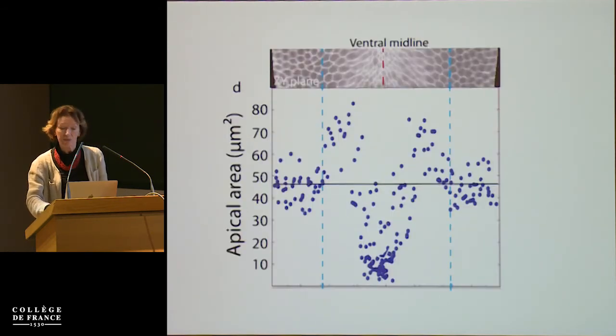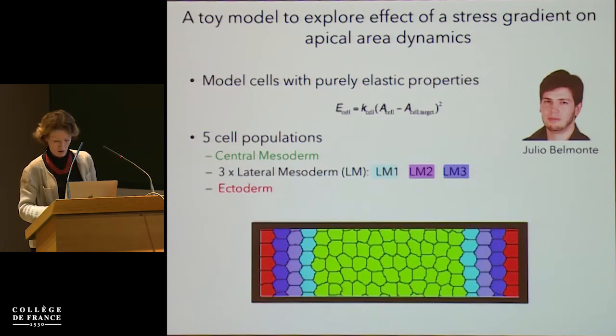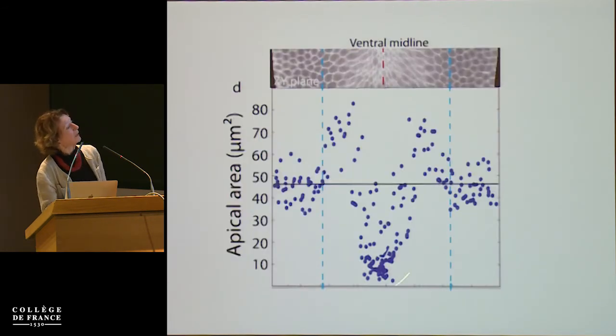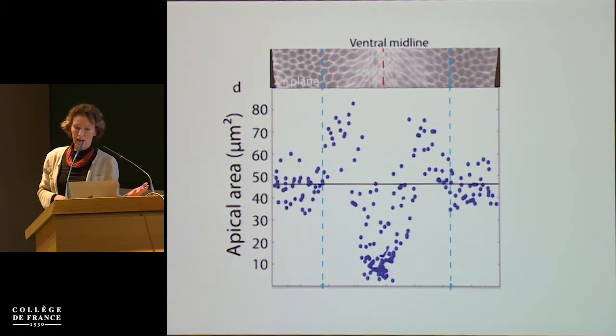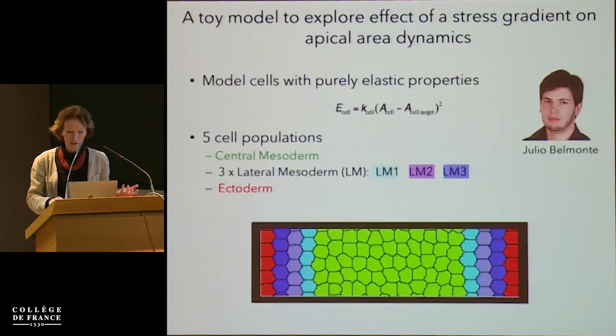And we can quantify that, the end point. At the end point, we have the cells in the middle that have constricted, the ones outside that haven't changed. And then we have this gradient of cell size going from lateral to central. Now, that's counterintuitive. And just to show this, we did a little cell movie.